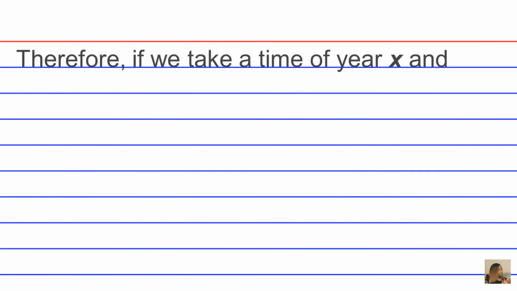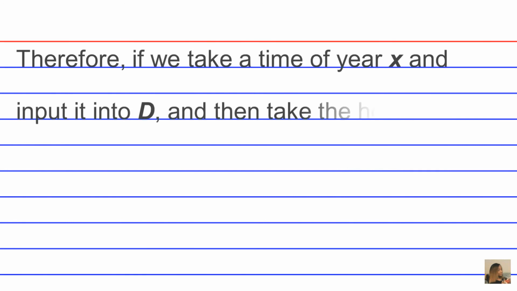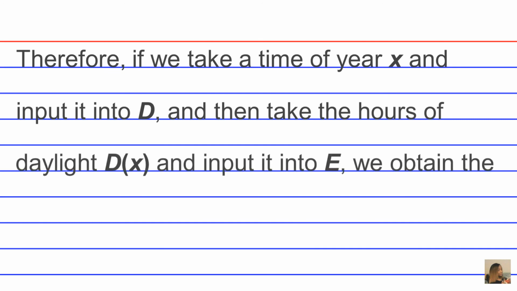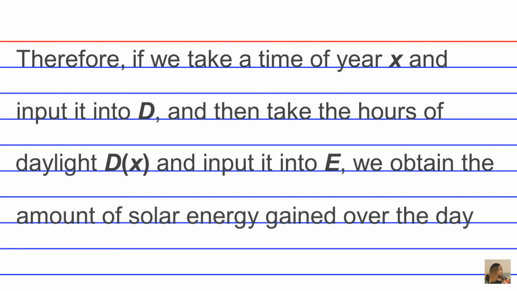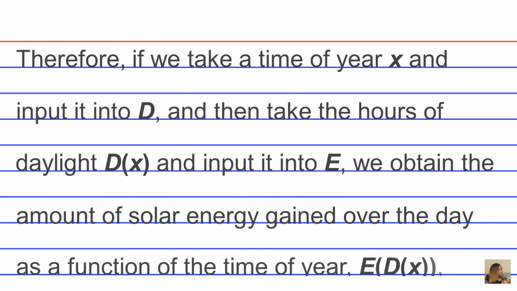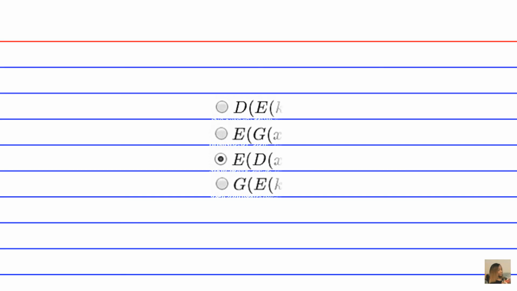Therefore, if we take a time of year X and input it into D, and then take the hours of daylight, D of X, and input it into E, we obtain the amount of solar energy gained over the day as a function of the time of year. Thus, the correct answer is E of D of X. Again, the correct answer selection is option 3, E of D of X.